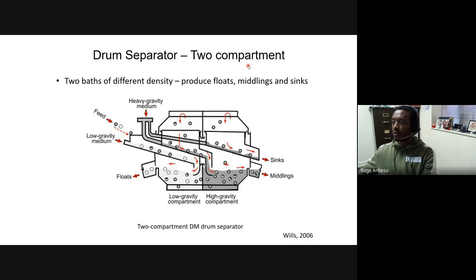So you could also have a slightly different arrangement for the drum separator. Instead of one compartment where you have just the light or the floats and the sink and the heavy, you could have two compartments. So in this case, again, feed containing all sorts of particles with different sizes and densities is fed from one end, together with two types of media. The first media is slightly higher in specific gravity. The second one is slightly lower in specific gravity.